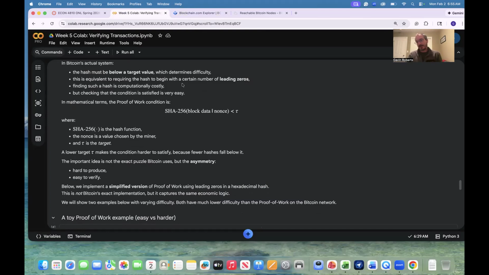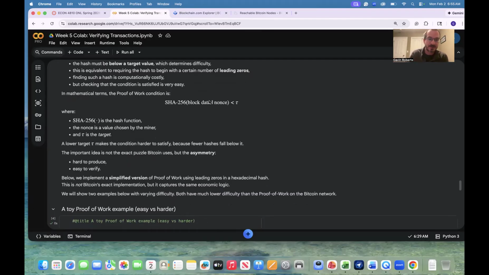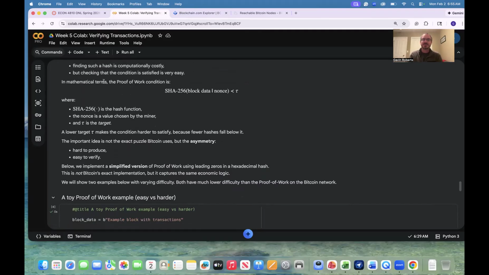So doing that is computationally costly because you basically have to hash something over and over and over again, billions of times to try to win this race. Many people are engaged in this race. So finding such a hash is computationally costly. But checking that the condition is satisfied is very easy.